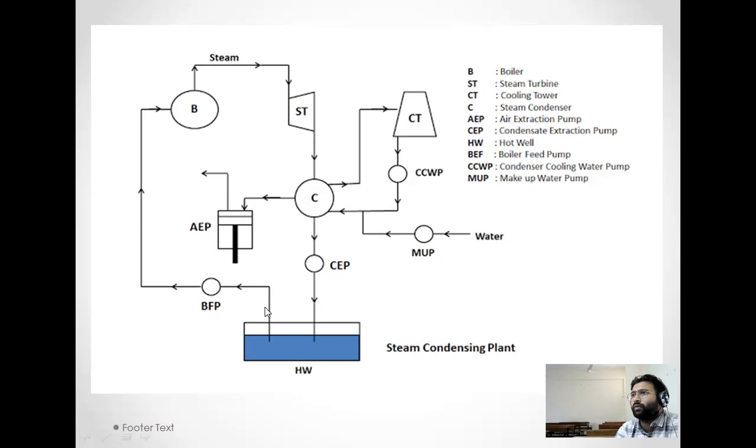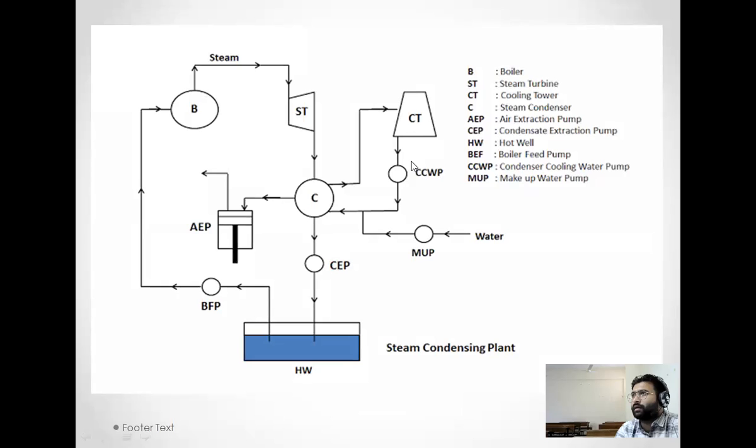From the hot well, the water is pumped with the help of the boiler feed water pump to boiler pressure, to the boiler. All the air and other impurities in the steam are removed by the air extraction pump. If there is any loss of water, because in the cooling tower evaporation of water happens, that is why there is a loss of mass of water. In order to recover that, we have this makeup water unit.